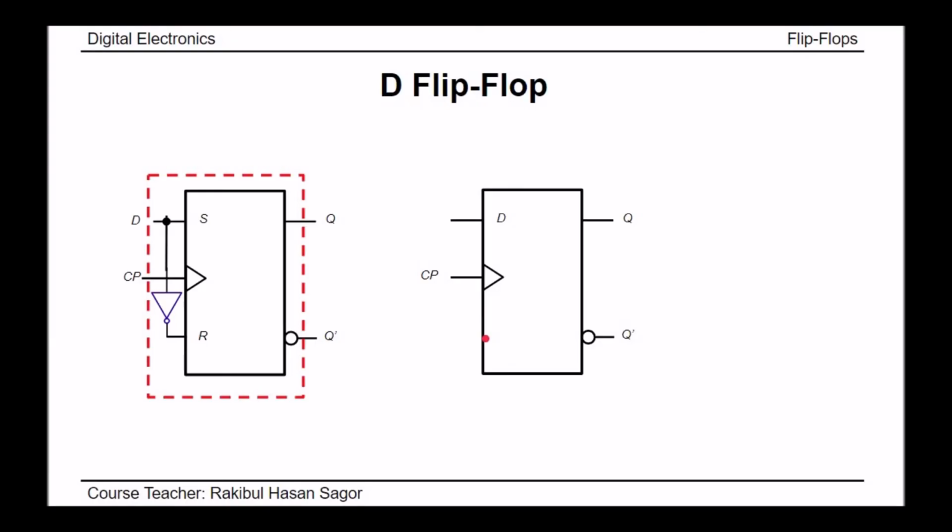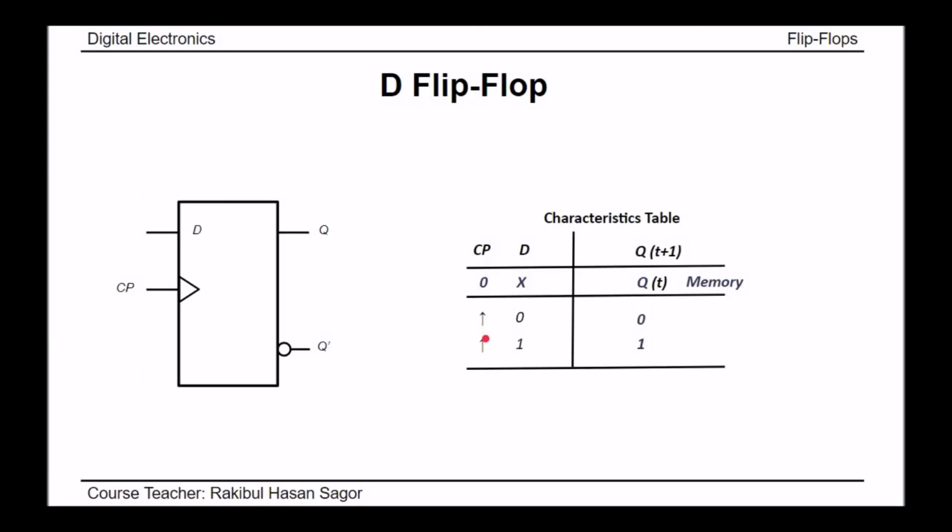Let's see the characteristics table for the D flip-flop. This is the characteristics table for the D flip-flop. When the clock pulse is equal to 0, whatever the value of D is, the output will be the previous output. That means it will hold the previous value. It will act as memory. But when the clock pulse triggers, if D equal to 0, after this triggering, this 0 will be transferred to the output side. When D equal to 1, after the clock pulse triggering, this 1 will be transferred to the output side. That means here the data is transferred from input to output with the clock pulse triggering.